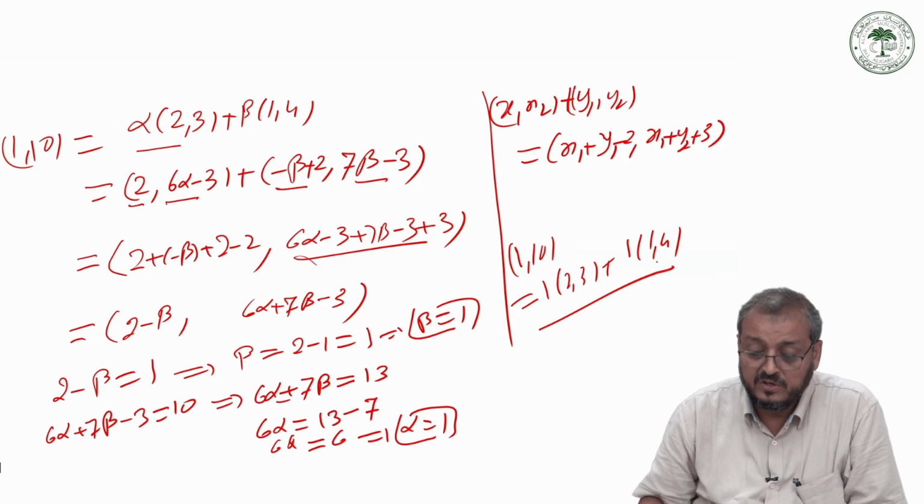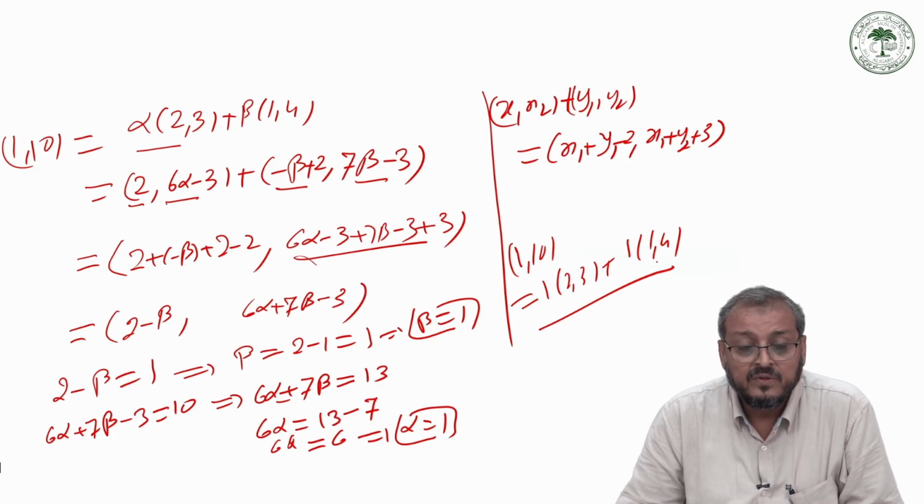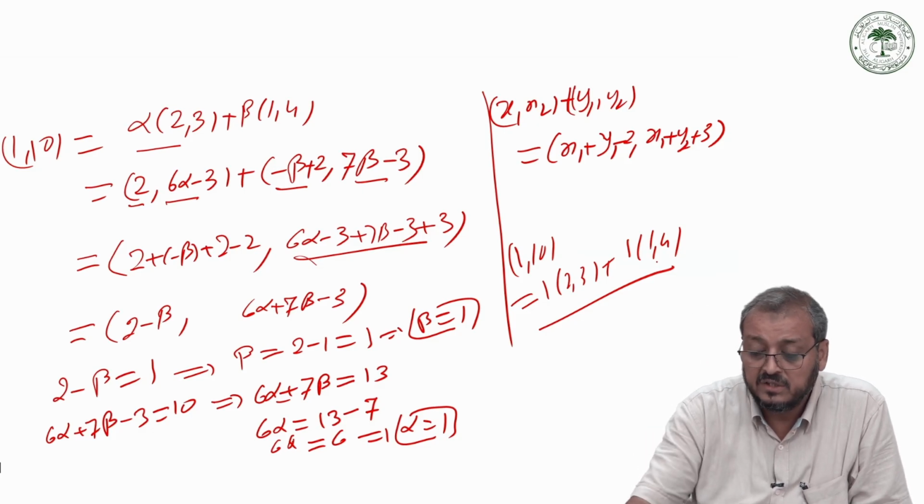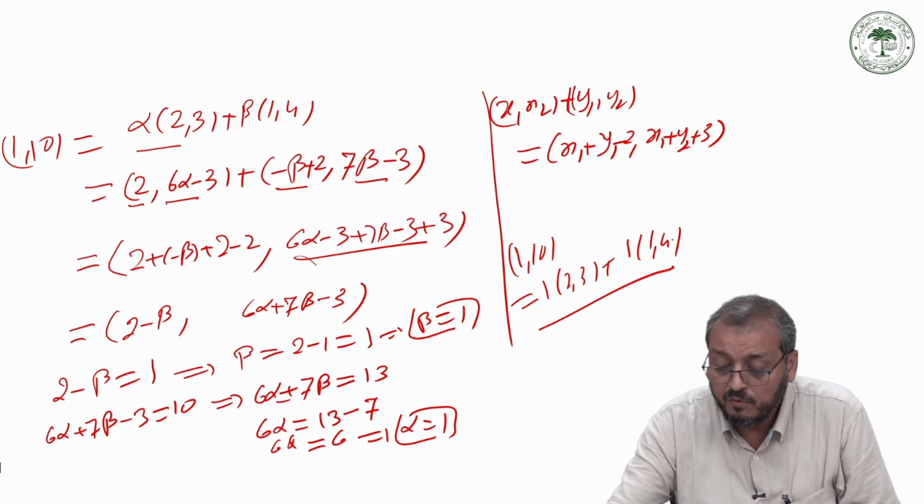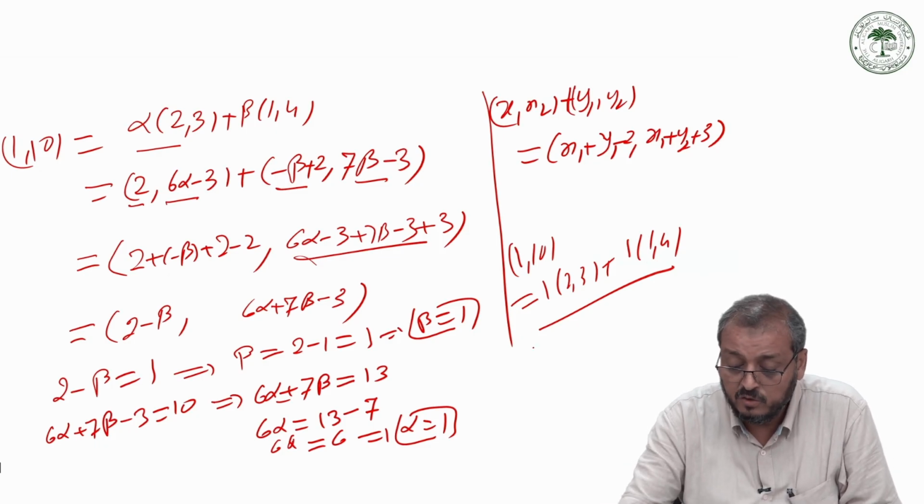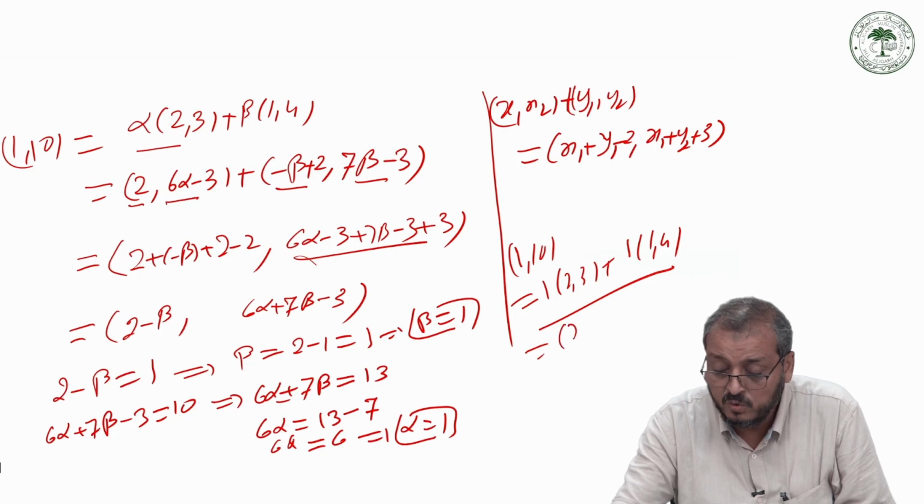So yes, we have to say that this (1, 10) can be written as a linear combination of the elements (2, 3) and (1, 4). Clearly, you can just verify this. A is equal to 2.